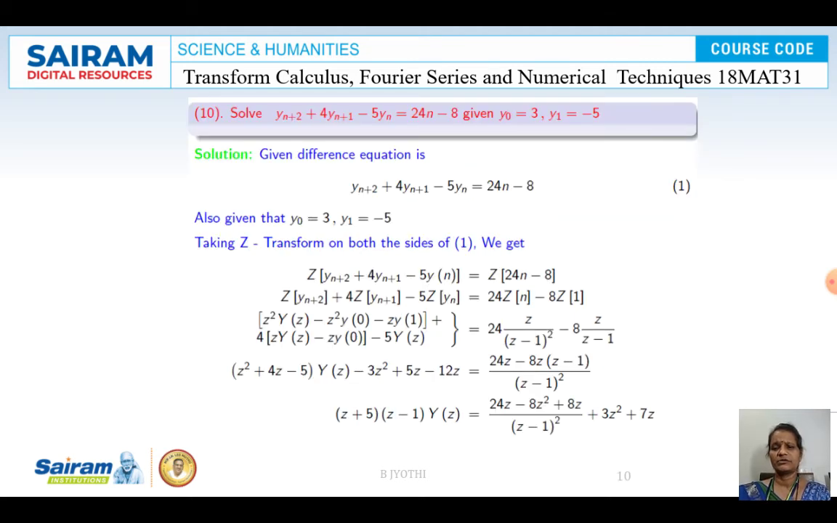Let us solve the next problem. y(n+2) plus 4y(n+1) minus 5y(n) is equal to 24n minus 8, given y(0) is 0 and y(1) is minus 5. Consider the given equation and the given condition.